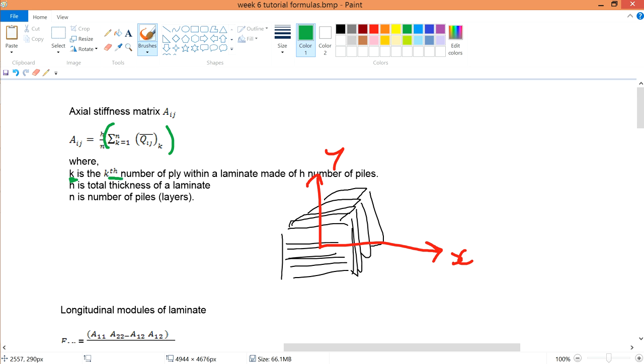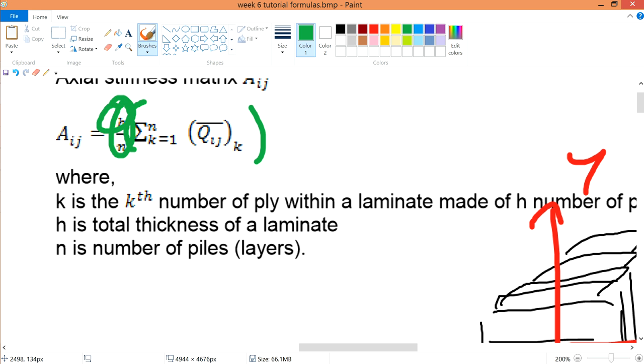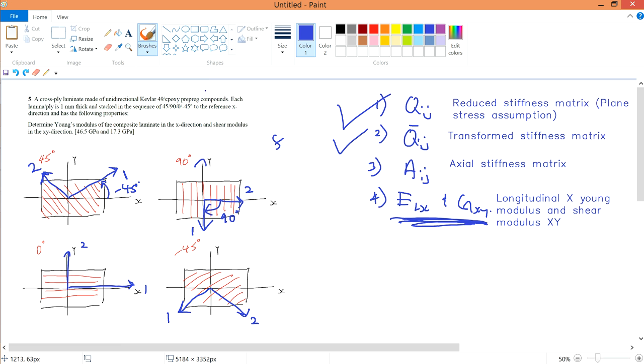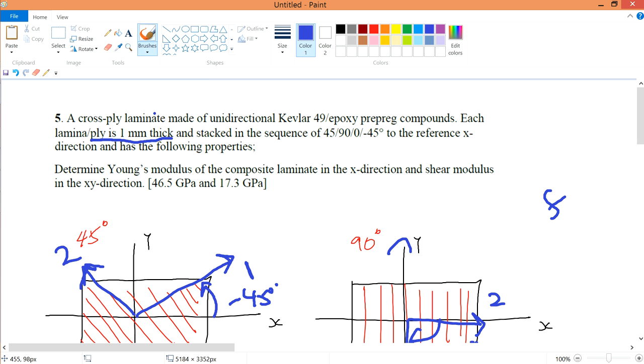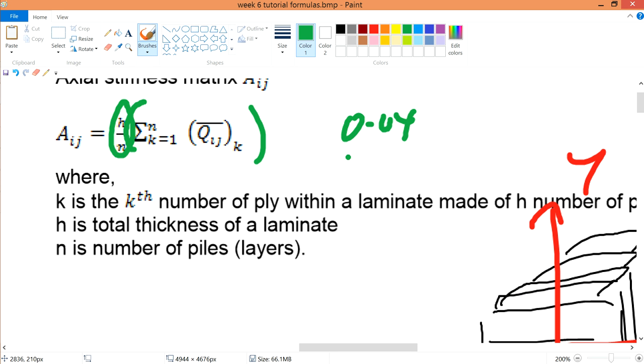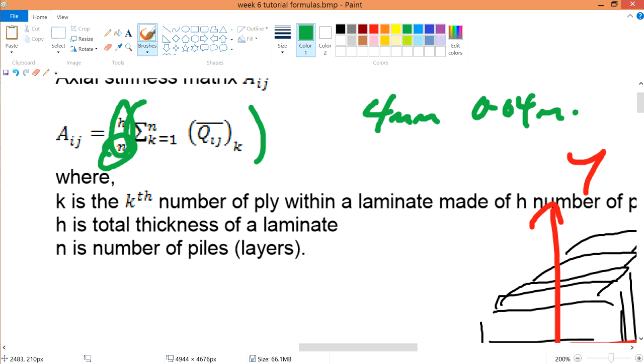And your k is the number of ply. So you're going to sum them all up together, and then multiply by h over n. Your h is actually the total thickness of a laminate, which is 0.04, correct? Because for your laminate, if I zoom in, one ply is 1 millimeter thick. So we have 4 plies, therefore we will have 4 millimeter. Sorry, I should say it's 4 millimeter or 0.04 meter. And then divided by n. N is the number of plies, so we have 4 plies. So we will have 0.01 meter or 1 millimeter.